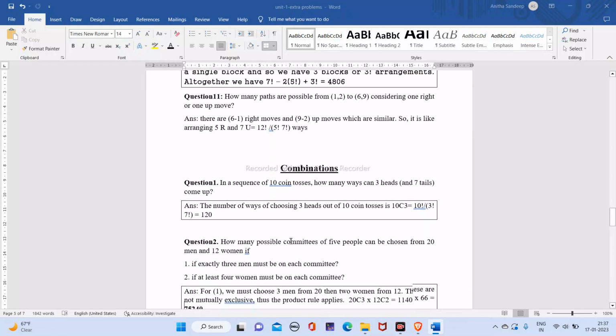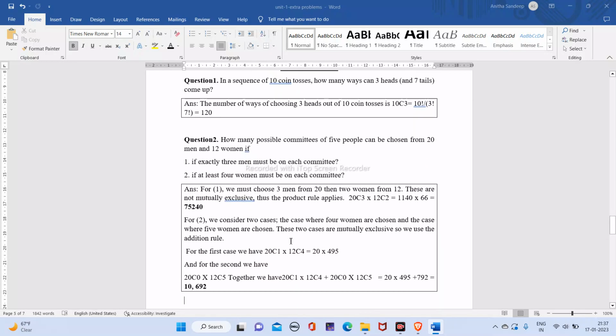Next is combinations. In a sequence of 10 coin tosses, how many ways can 3 heads, that is nothing but 7 tails, come up? Or the question could be either 3 heads or 7 tails. The answer will be the same. So here the answer is the number of ways of choosing 3 heads out of 10 coin tosses, which is 10C3, that is nothing but 10 factorial divided by 3 factorial into 7 factorial, which is 120 ways.